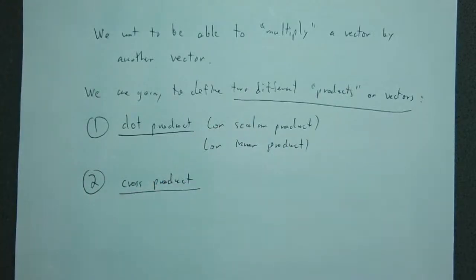Okay. Now both of these have some shortcomings. First of all, the dot product is going to be really easy to compute. It will take you like 5 seconds to compute a dot product of two vectors. The problem with the dot product is that it's not closed.